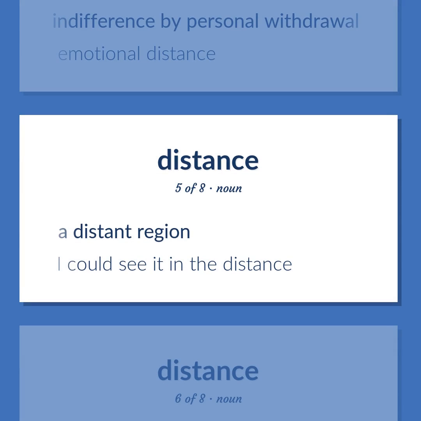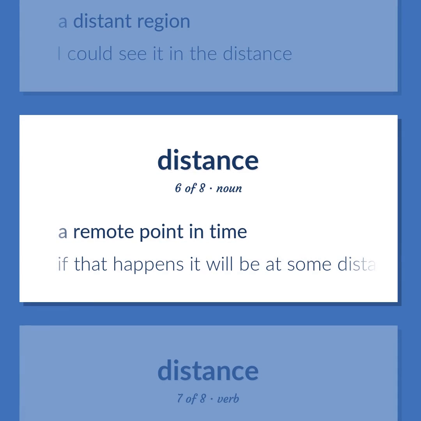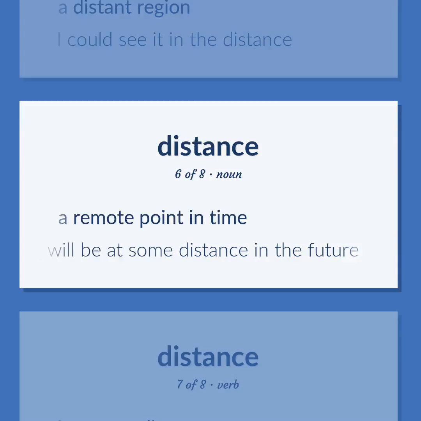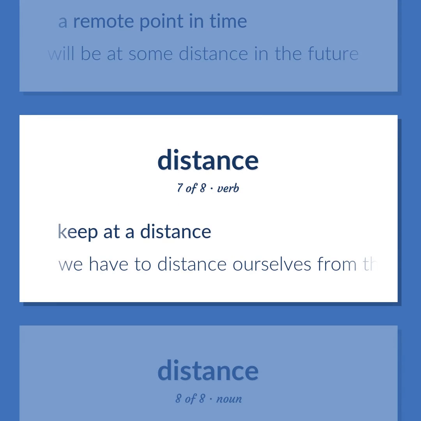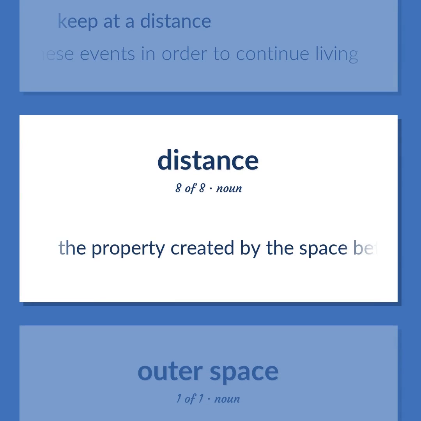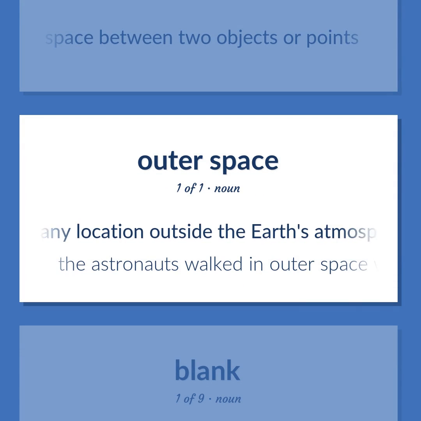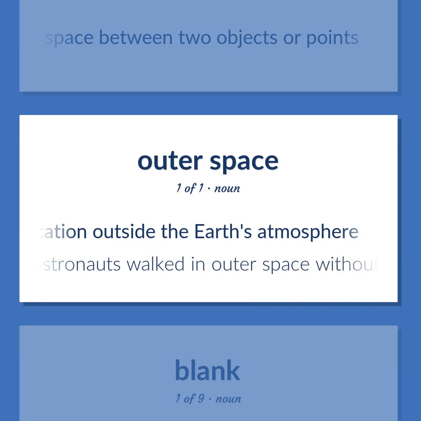A distant region. I could see it in the distance. A remote point in time. If that happens, it will be at some distance in the future. Keep at a distance. We have to distance ourselves from these events in order to continue living. The property created by the space between two objects or points. Any location outside the Earth's atmosphere. The astronauts walked in outer space without a tether.